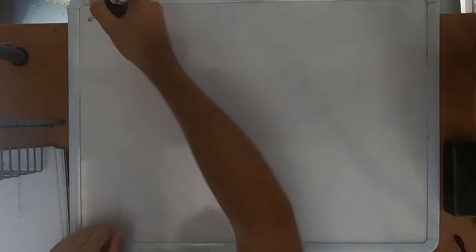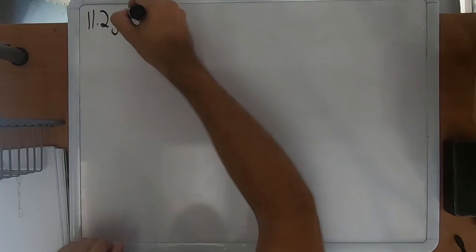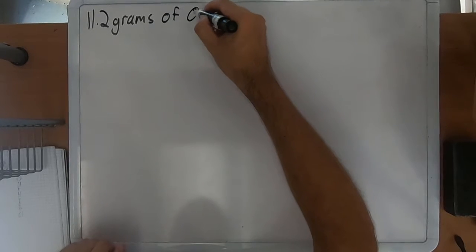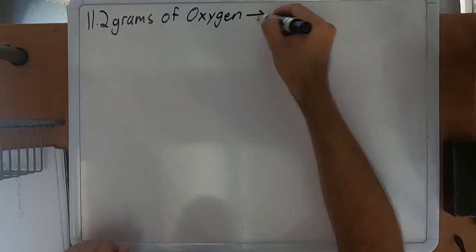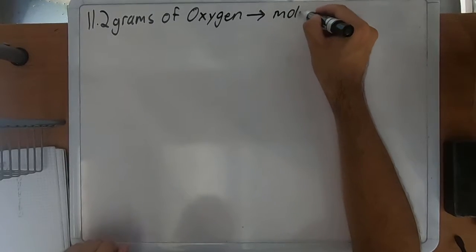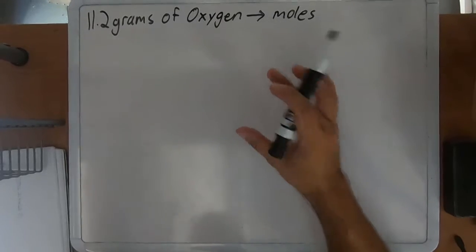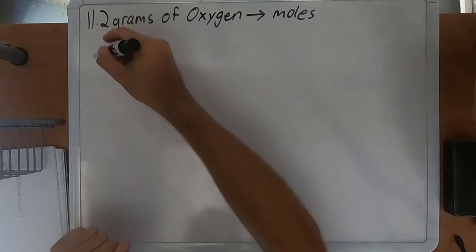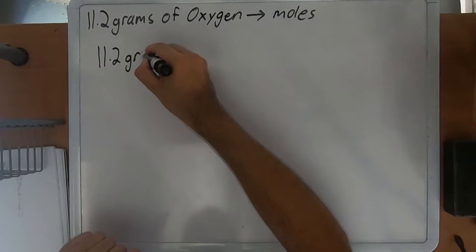Okay, next problem. So you're given 11.2 grams of oxygen, and you're asked to convert that to moles. Simple, right? We've done that before. We've done grams to moles before. Well, let's go through it. So 11.2. See if you notice the mistake.